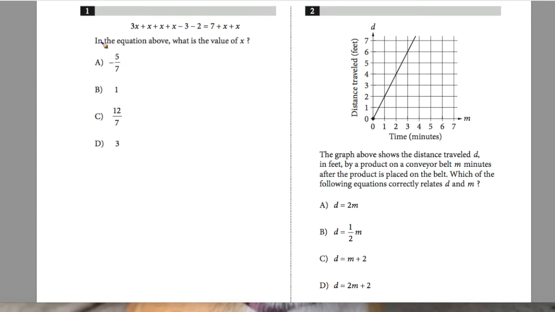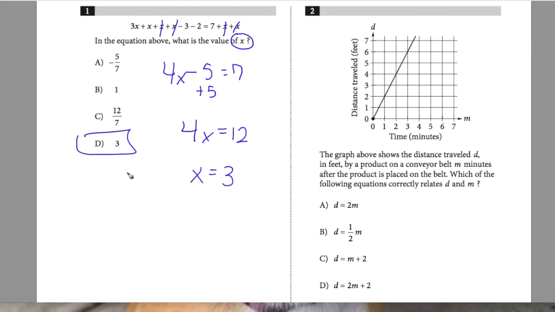In question 1, it says, in the equation above, what is the value of x? I see here I have an expression. I have x's on both sides that are similar, so I'm going to get rid of those. On this side, it looks as though I have 4x, and here I have minus 5 equals 7. If I did have 4x minus 5 equals 7, I would just add 5 to both sides. I would then get 4x equals 12. I would then solve, and I would get x equals 3. So D would be my best possible answer.